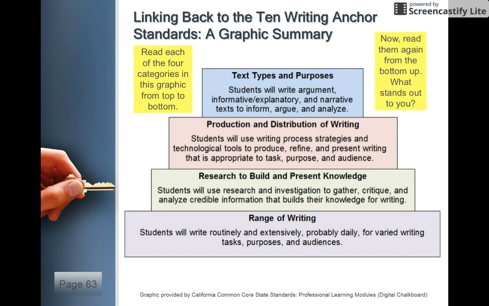Now let's read them again from the bottom up. I'll let you do that. Range of writing, research to build and present knowledge, production and distribution of writing, and text types and purposes. What stands out to you?